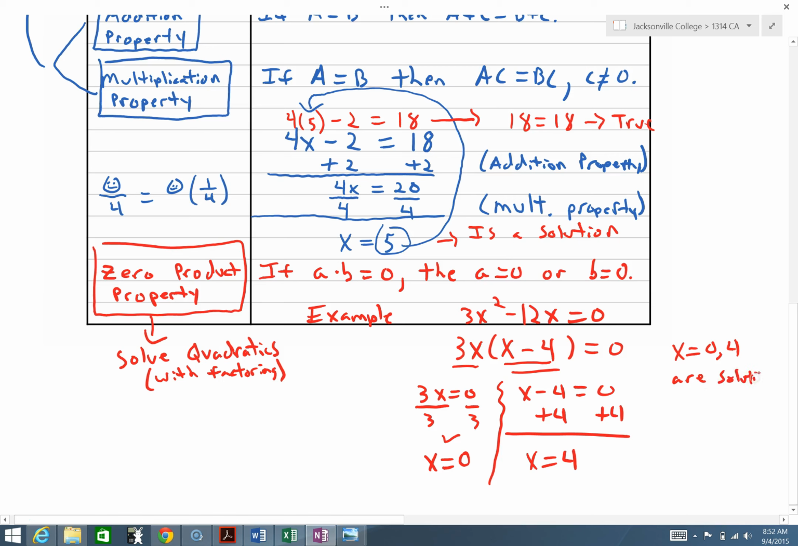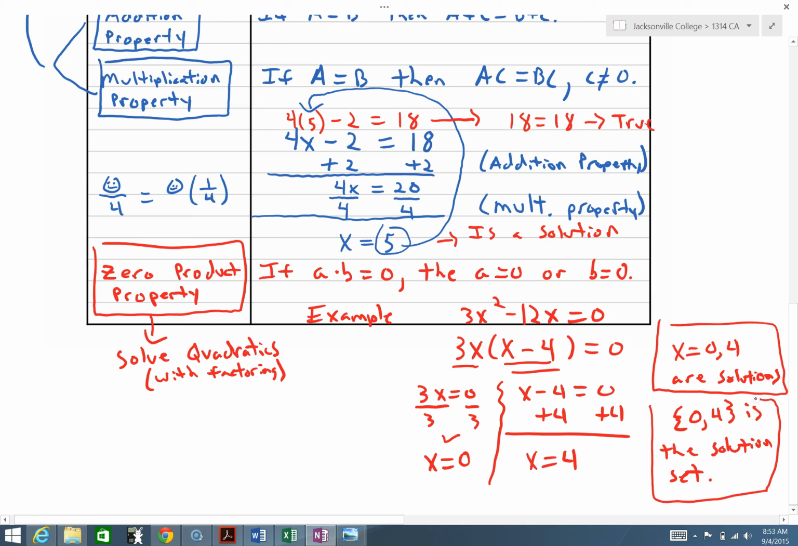Okay, that's one way I could state this. Or I could simply say that {0, 4} is the solution set. These are two different ways to write our solutions. They're both solutions. They're two x's. This is not an ordered pair. It's not an x and a y. It's two x's. That concludes the notes for 2.1.